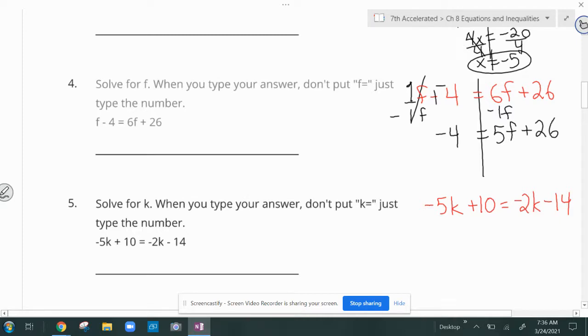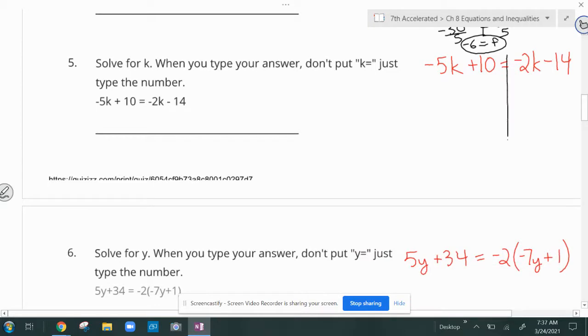When I subtract 26 from both sides, I get negative 30 equals 5f. Divide by the 5, divide by the 5. F equals negative 6.